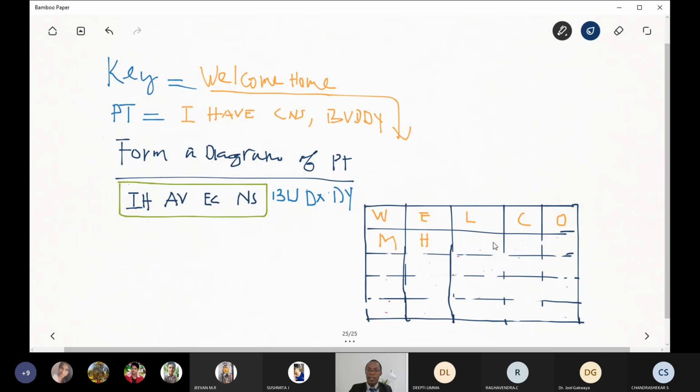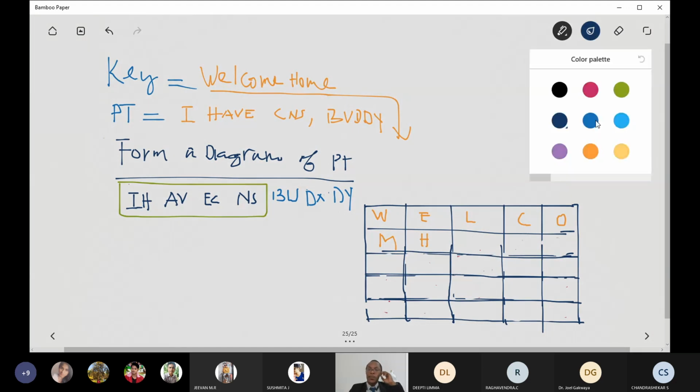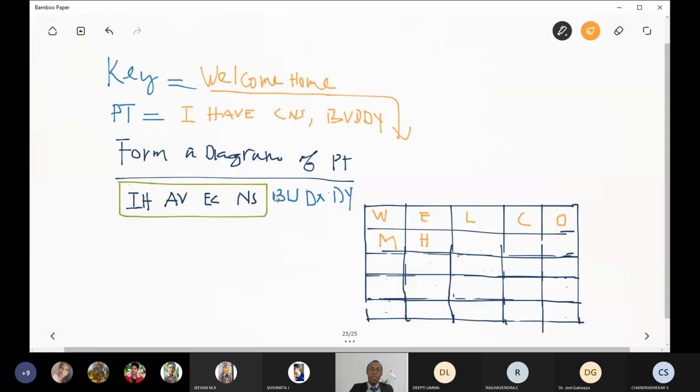Let me make this one fast and then we fill them. All right, so we are going to fill this one. We have included the B and U. B is there, U was not there. And we have a D. D. And X also has to be included. We have X. D was there. We have a Y.